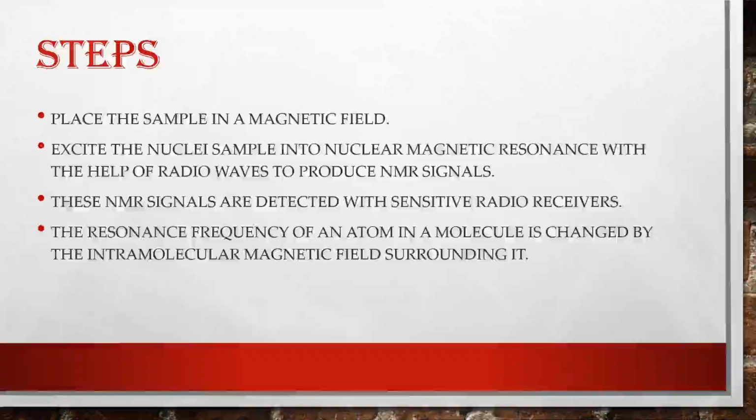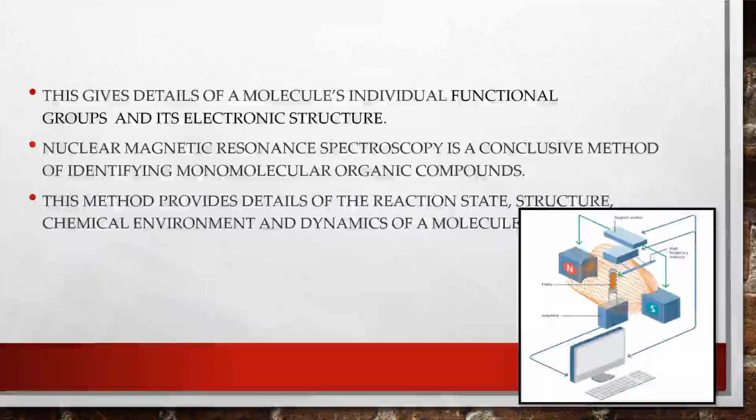So the steps of the process are that we place the sample in a magnetic field, we excite the nuclei sample into nuclear magnetic resonance with the help of radio waves to produce NMR signals. These NMR signals are then detected with sensitive radio receivers, and the resonance frequency of an atom in a molecule is changed by the intramolecular magnetic field surrounding it. This gives details of a molecule's individual functional groups and its electronic structure.